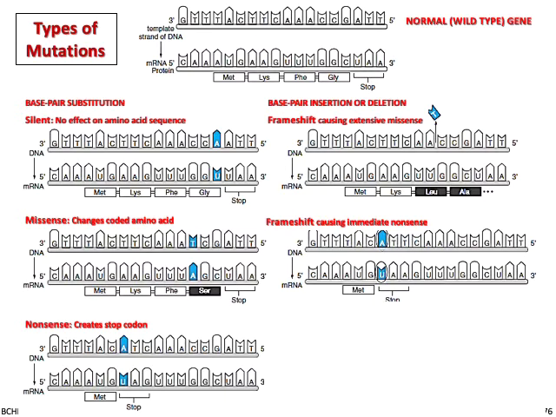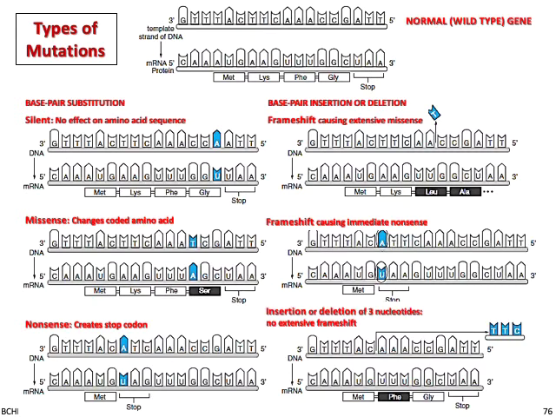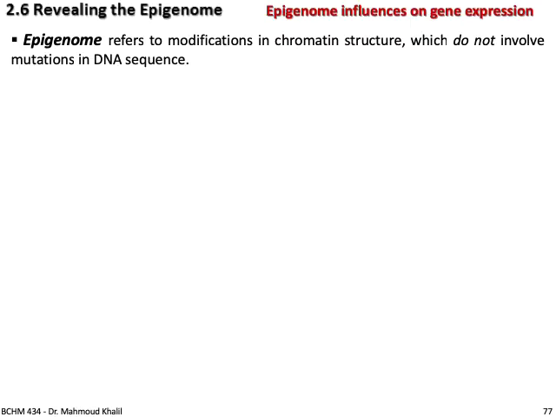While in frame shift causing immediate nonsense, the insertion of the nucleotide A leads to formation of a stop codon. That means formation of a truncated version of the protein, as well as insertion or deletion of 3 nucleotides will affect the framing of the translation. So the reading frame will be distorted, and another amino acid will be inserted because of the disappearance or the addition of 3 nucleotides.